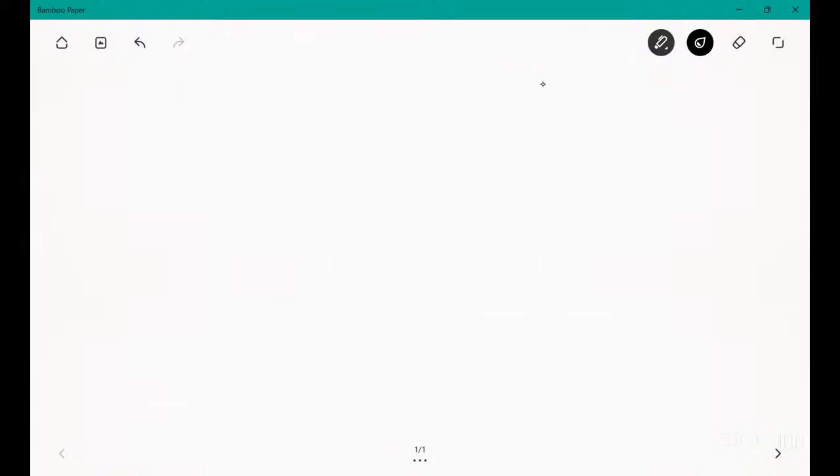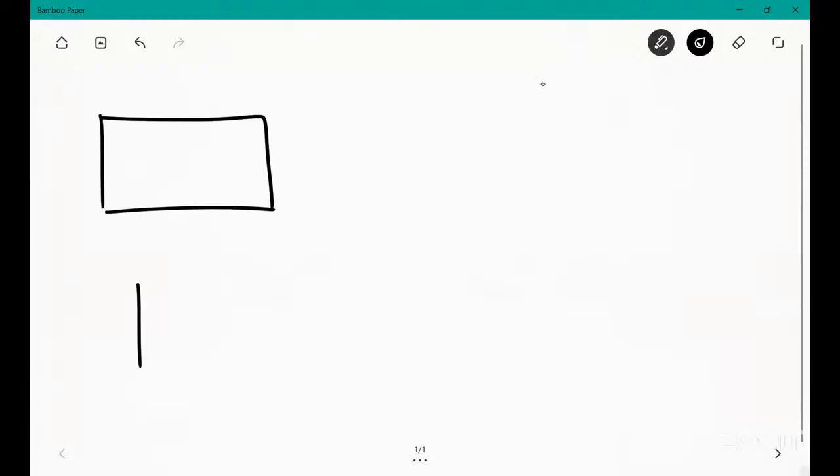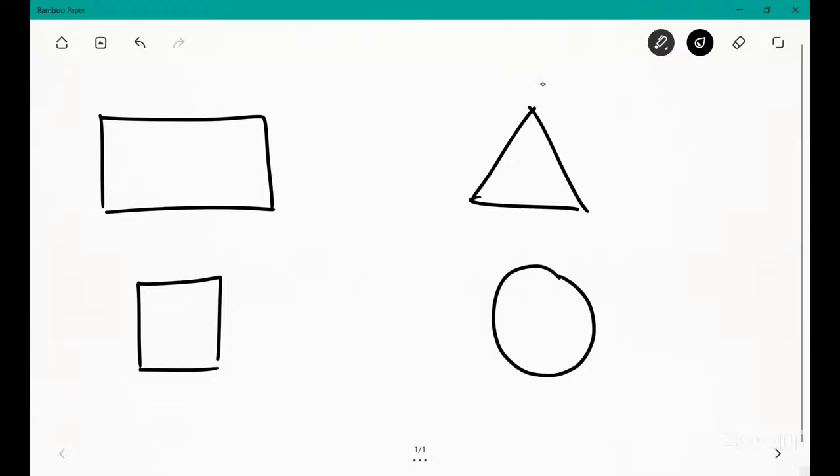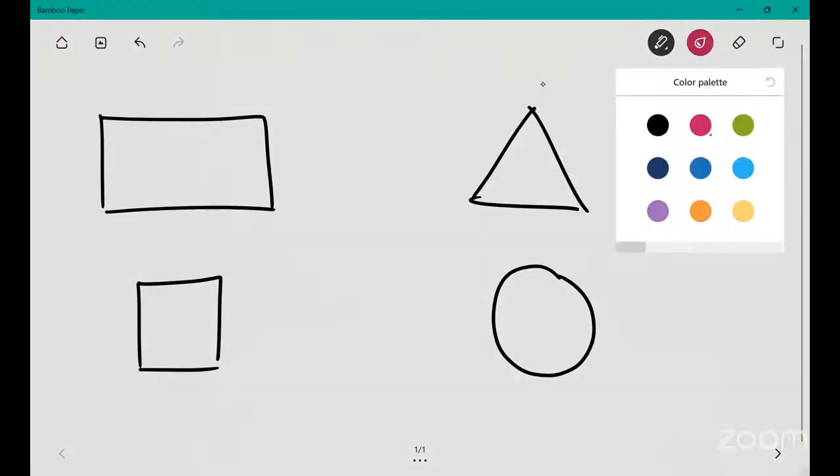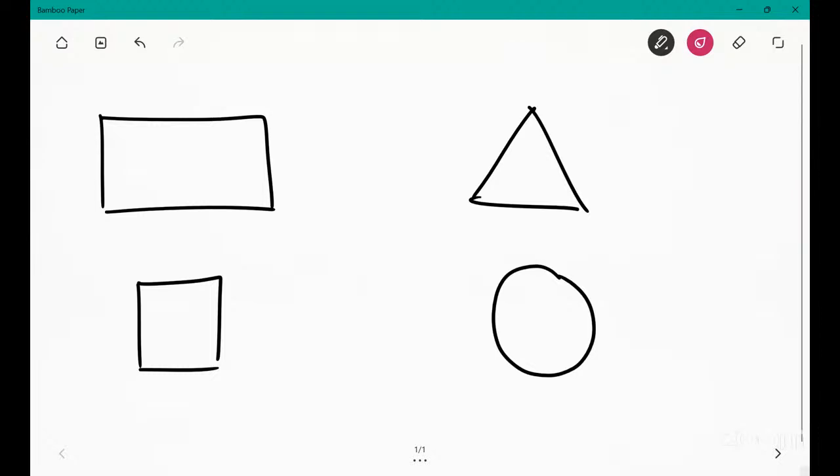So let's just go through the areas, just a rough review. So if you have a rectangle, a square, a triangle, and a circle. Okay. So if we are going to have perimeter, perimeter is very easy. So perimeter is basically the length of the border. So it's going to be like this.